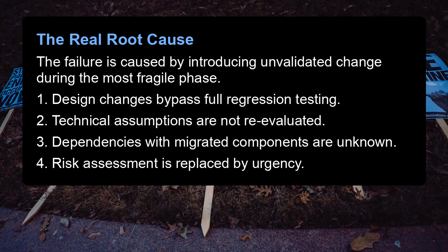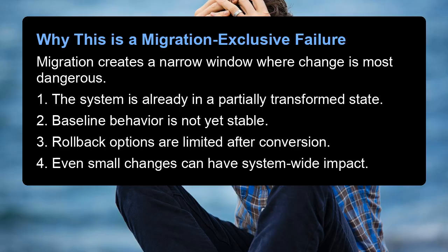The real root cause. The failure is caused by introducing unvalidated change during the most fragile phase. 1. Design changes bypass full regression testing. 2. Technical assumptions are not re-evaluated. 3. Dependencies with migrated components are unknown. 4. Risk assessment is replaced by urgency. Why this is a migration-exclusive failure? Migration creates a narrow window where change is most dangerous.